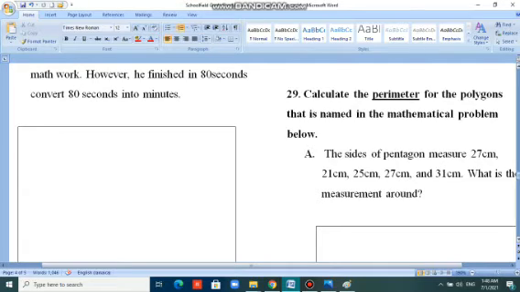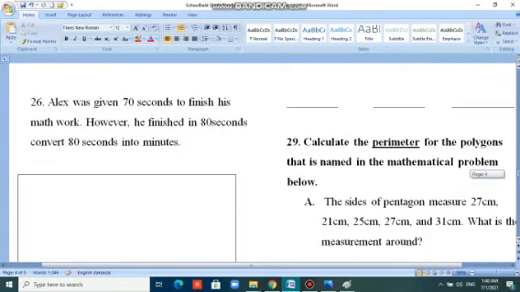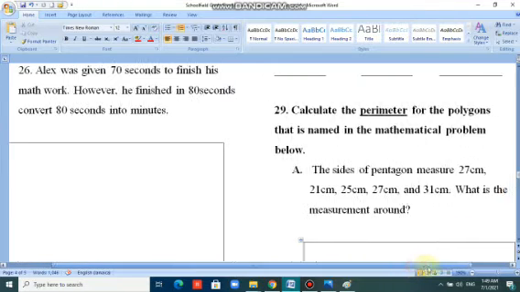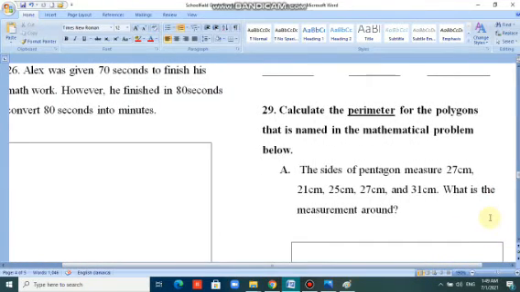Next one. Moving along. So it says calculate the perimeter for the polygon that is named in the mathematical problem below. The sides of a pentagon measure 27 centimeters, 21 centimeters, 25 centimeters, 27 centimeters, and 31 centimeters. What is the measurement around?